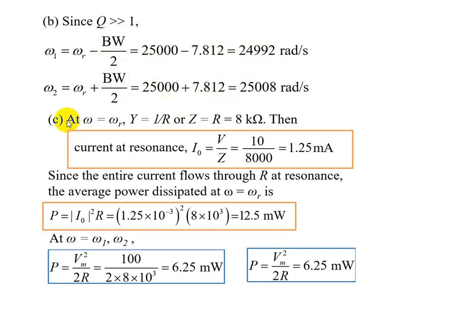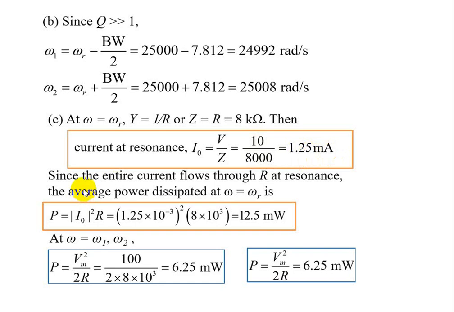And coming to the current and power at omega equal to omega R, we have seen that the total admittance will be equal to 1 by R, or the impedance will be equal to R, which is 8 kilo ohm. The current will be limited only by the resistance. So current at resonance, indicated as I naught, will be equal to V by Z. In the place of Z, we substitute the value of R, that is 8 kilo ohm, or 8000. So 10 by 8000 is 1.25 milliampere.